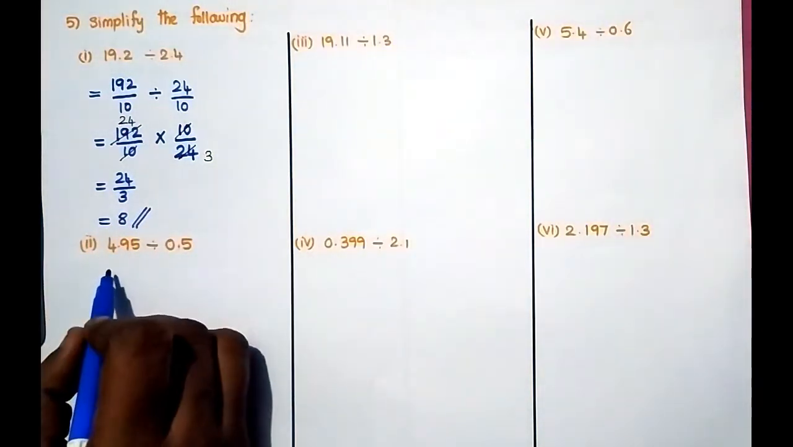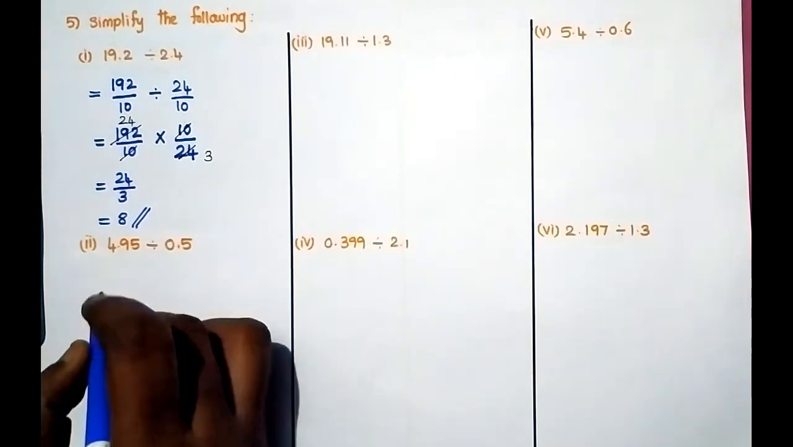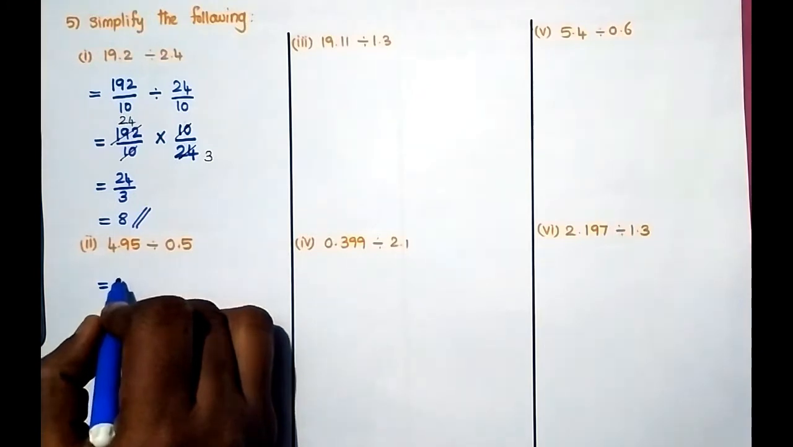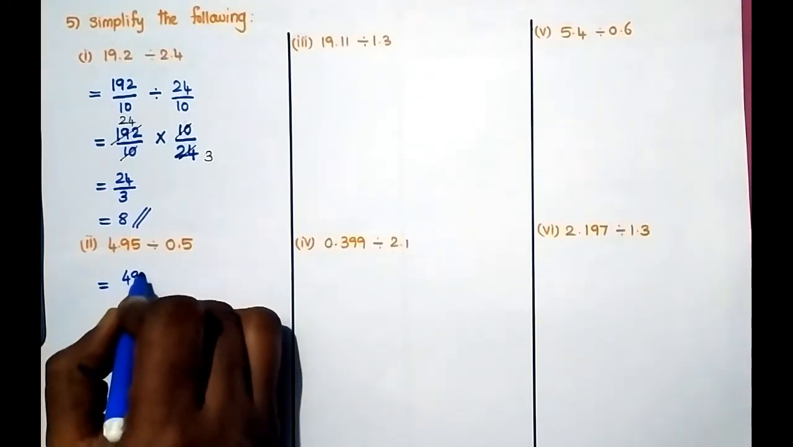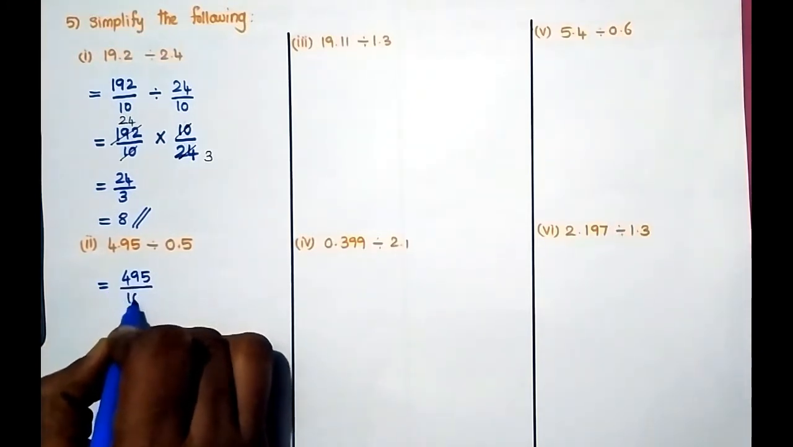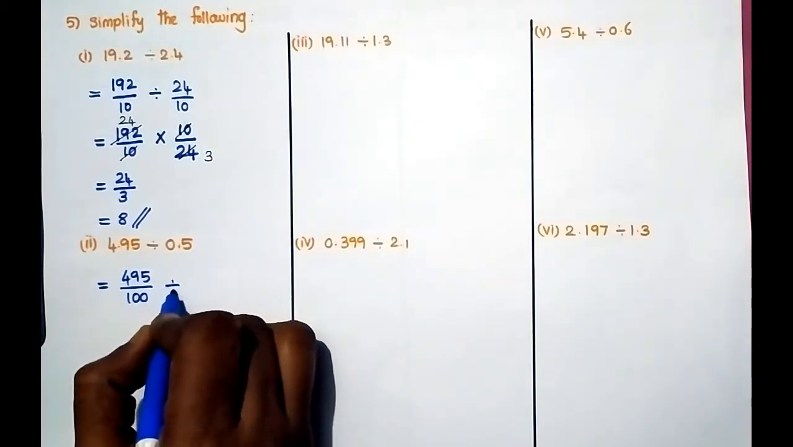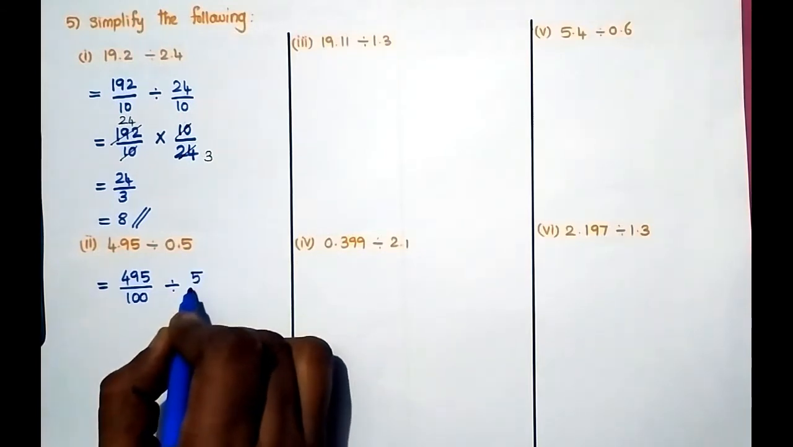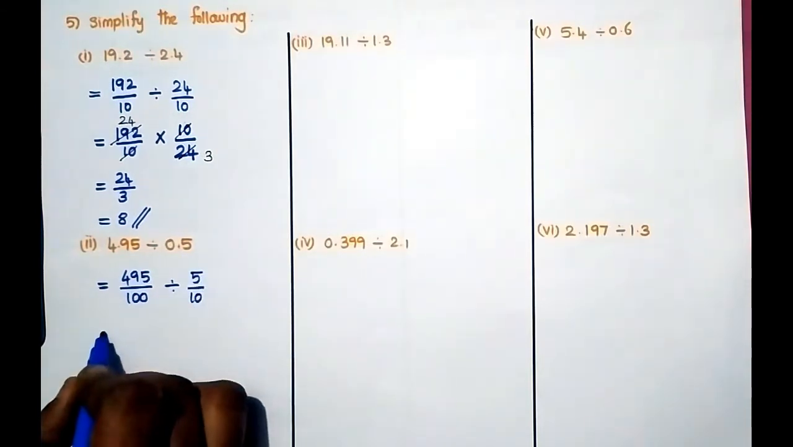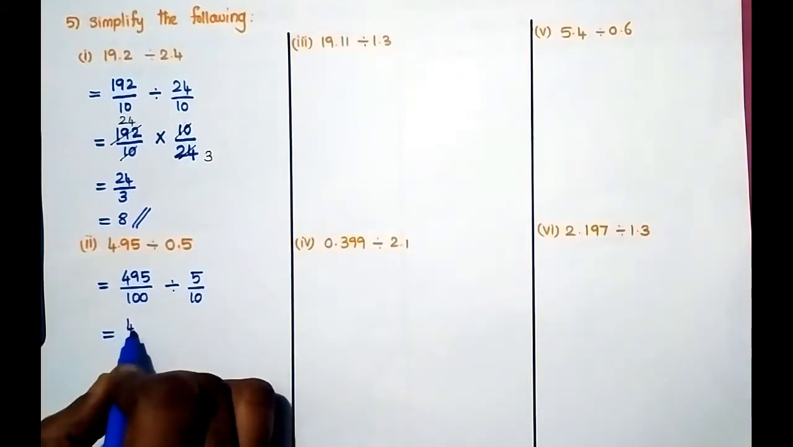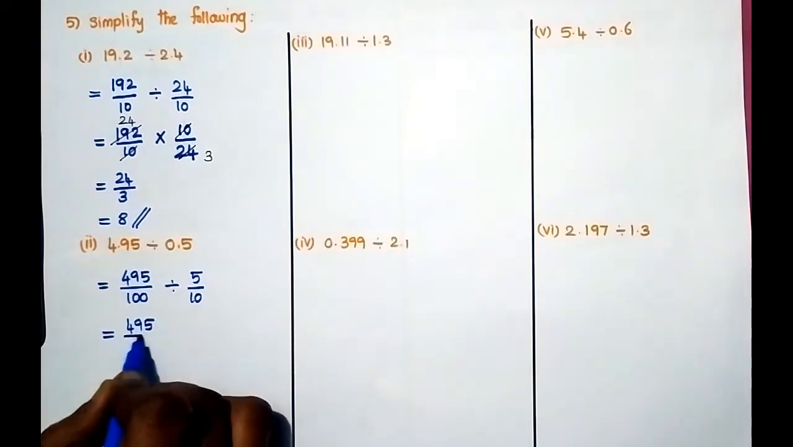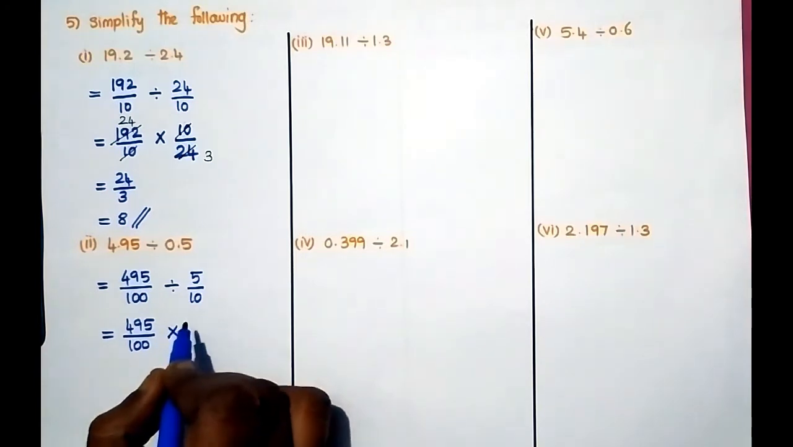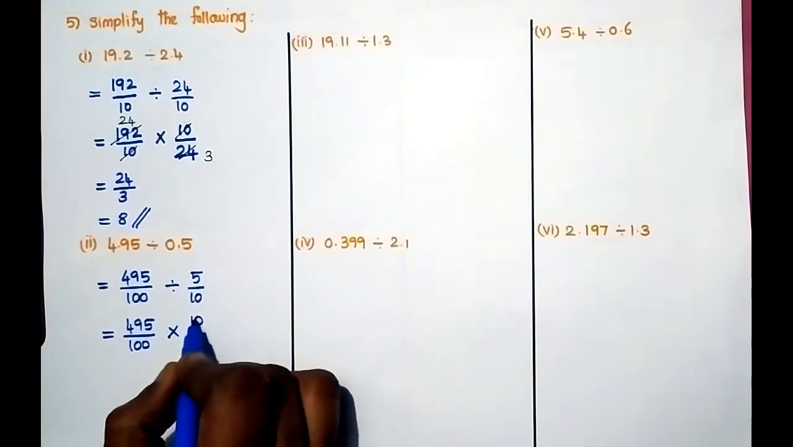Next one, 4.95. What is the first step? Write down in fraction. So 495 divided by 100 and divided by here 0.5. So 5 by 10. Now write down the first fraction as it is in the next step, and then change into multiplication. What is the condition? Take reciprocal for that.